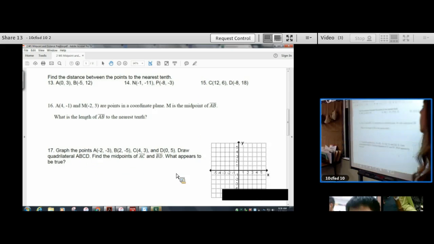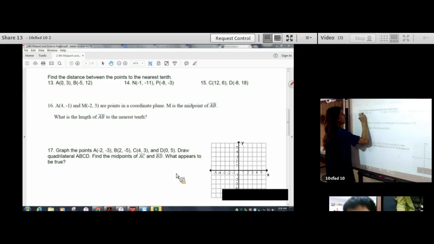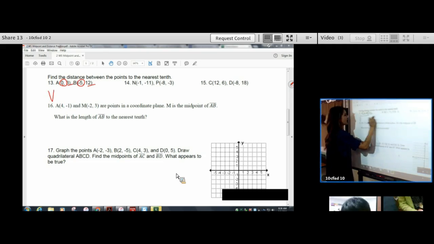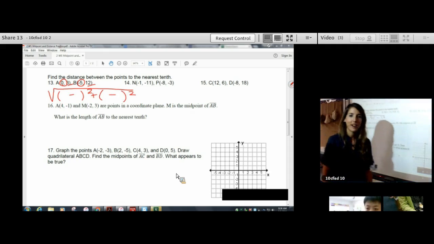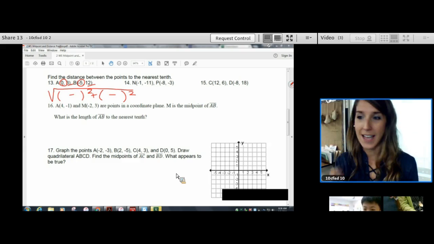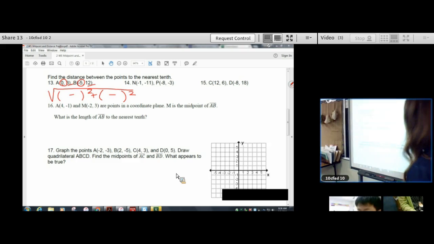All right, 13. Find the distance between the points to the nearest 10. So I taught you last week to circle your X's and underline your Y's. And then I taught you to put the skeleton of the distance formula. And once you do this enough, you're going to memorize that skeleton. You're allowed to use a formula chart. You don't have to memorize the distance formula. But if you practice this enough, you will definitely memorize that skeleton.